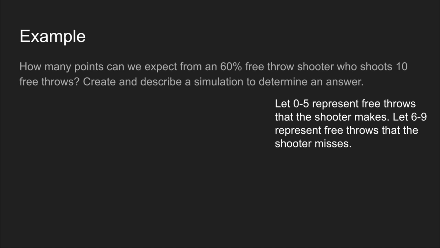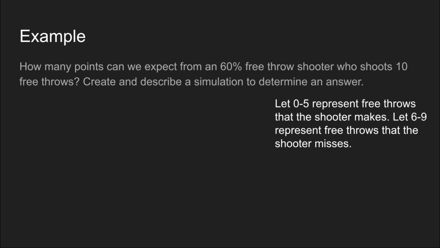That's 6 numbers. Cool. Now we have to let 6 through 9 represent free throws that the shooter misses because we need to have the alternative there. And in this case, there weren't any numbers that we didn't use, but let's say in a lottery one, you didn't use 9 or something. You would just have to say that in this step. It's just based off the problem.